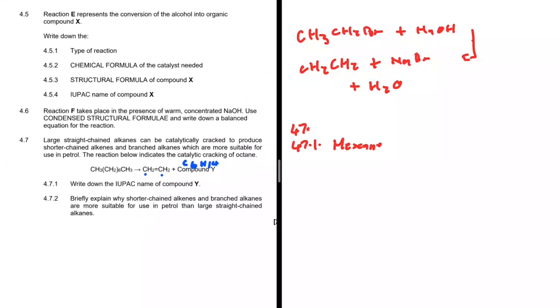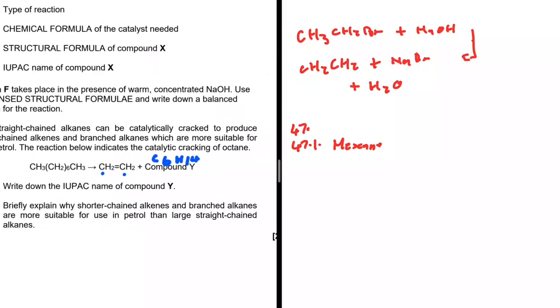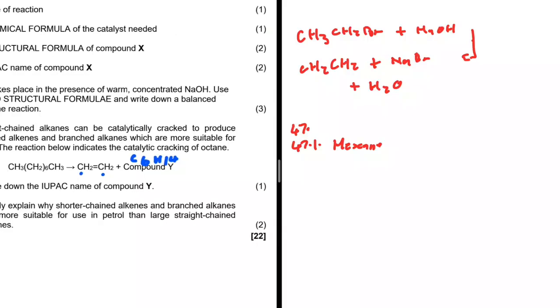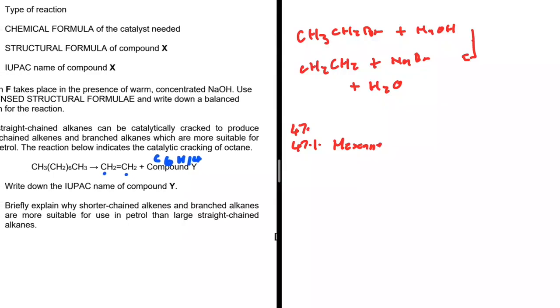And then 4.7.2: briefly explain why shorter chain alkenes and branched alkanes are more suitable for use in petrol than larger straight chain alkenes. So what do you think is the answer to this question? Maybe just to give you a hint, think about intermolecular forces, energy required, and so on.